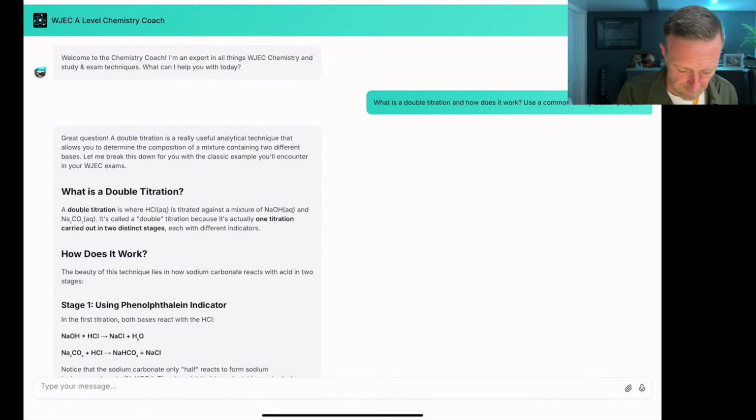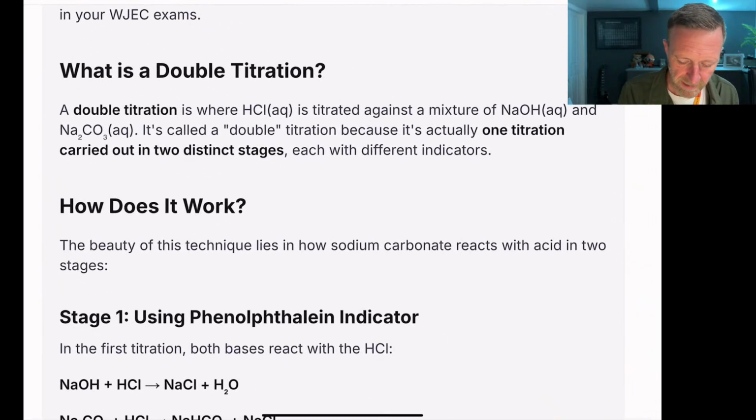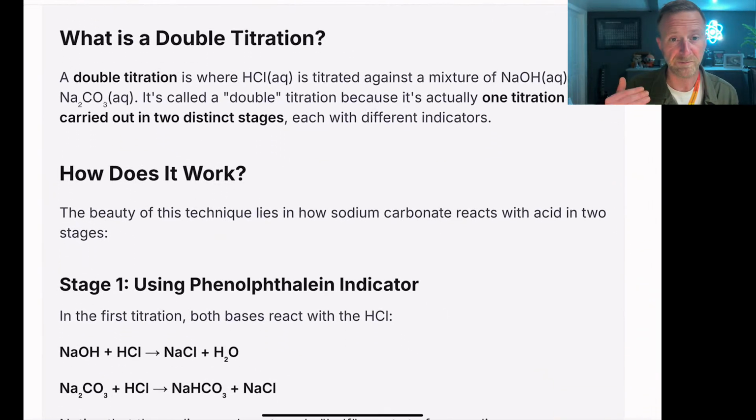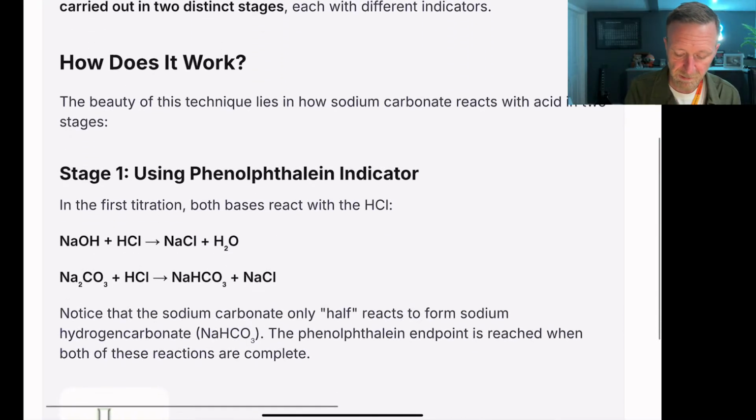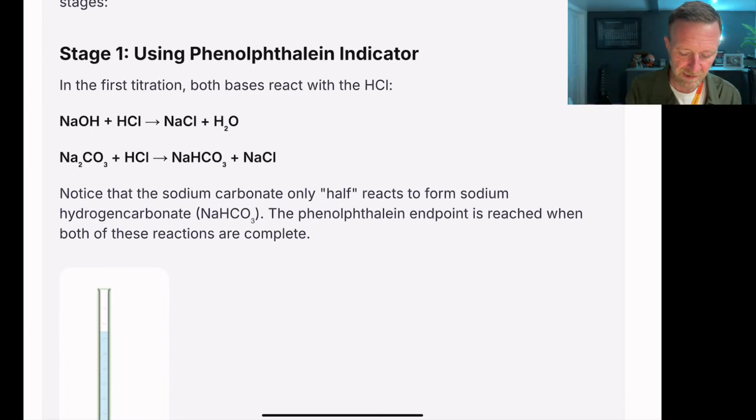So if we go back to WJ, there we go. So what is a double titration? It's where HCl is titrated against a mixture of sodium hydroxide and sodium carbonate. It's called a double titration because it's one titration carried out in 2 stages. The beauty of this technique is how sodium carbonate reacts with the acid in 2 stages. In the first titration, both bases react with the HCl, so you get both the NaOH and the Na2CO3, and these are the 2 equations.